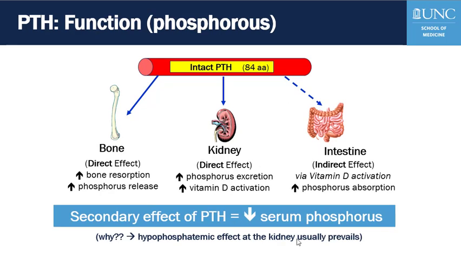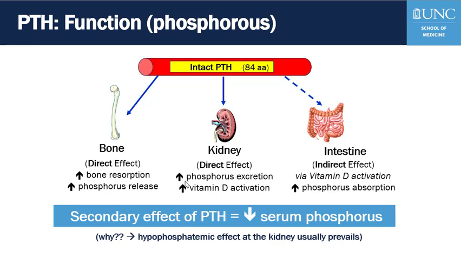In addition to regulating serum calcium, PTH also functions to regulate serum phosphorus. Let's look again at those same 3 sites of PTH action, the bone, the kidney, and the intestine, to understand how PTH affects serum phosphorus. At the bone, the same effect of PTH to increase bone resorption will release phosphorus into the bloodstream just as it did with calcium. And this is because the main minerals in the bone are calcium and phosphorus.